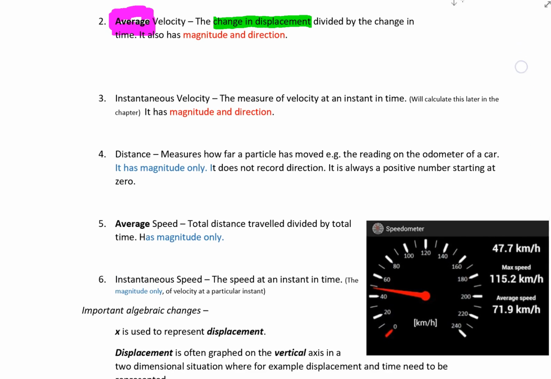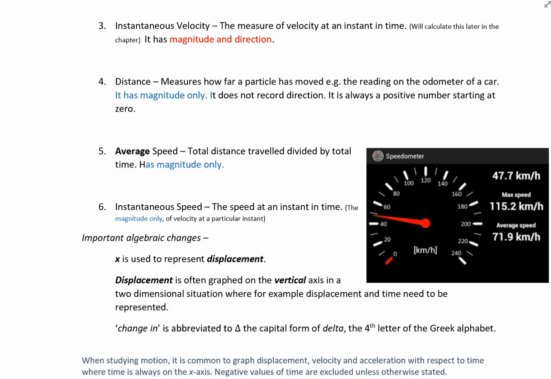Moving on. Distance. Now, distance is different to displacement. Distance measures how far a particle has moved. So your reading on your speedo of your car will tell you how far you've moved, and it basically has magnitude only. So we might talk about the distance you've travelled over a week. You've gone from home to school, and let's say that's all you've done. You came to school, you went home. You came to school, you went home. In the end, if you started at home and finished at home, your displacement may be 0, but your distance is not 0.